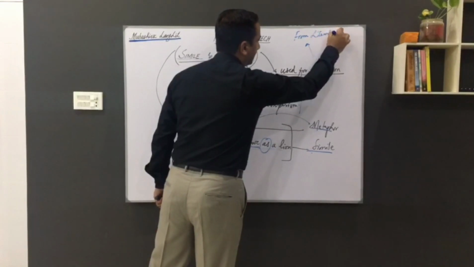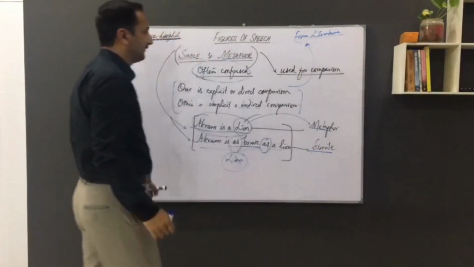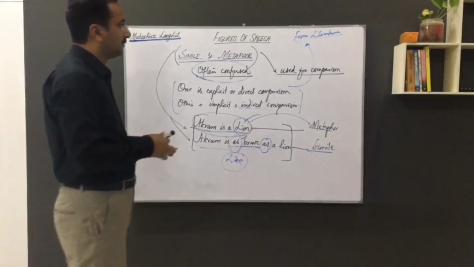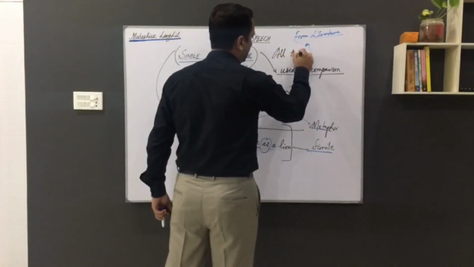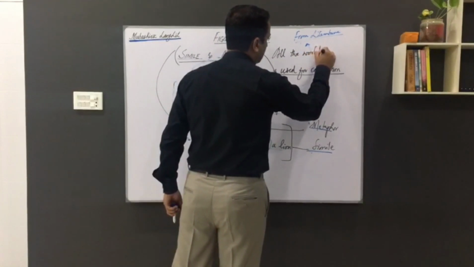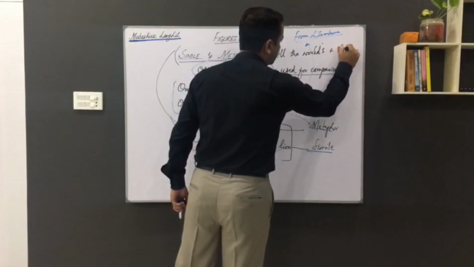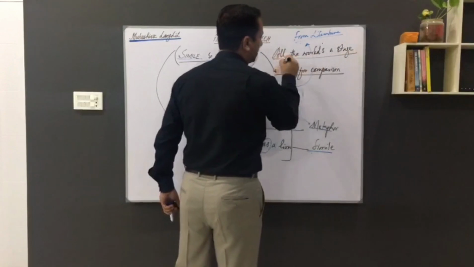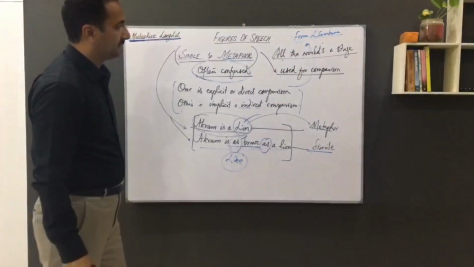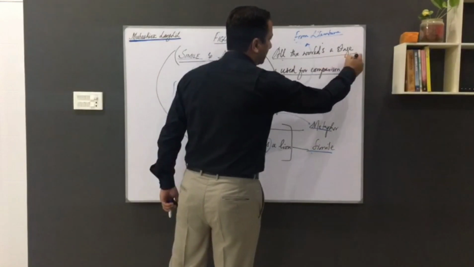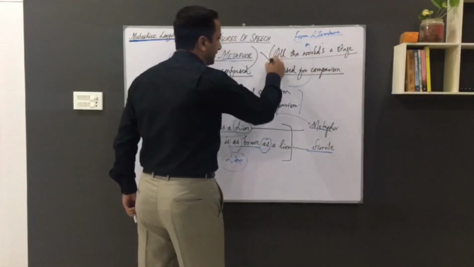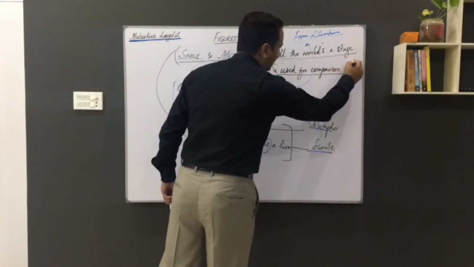Like we have Shakespeare's very famous line, "All the world's a stage." A stage. This is a beautiful example of a metaphor. "All the world's a stage, men and women merely players." So this is an example of metaphor.